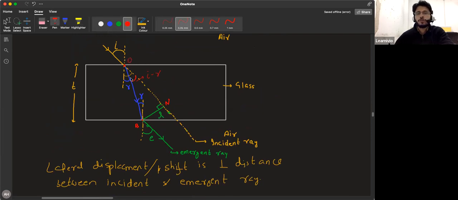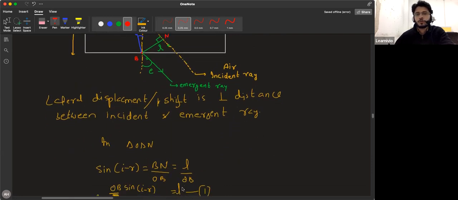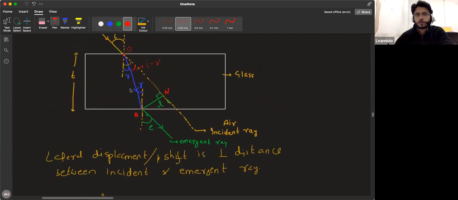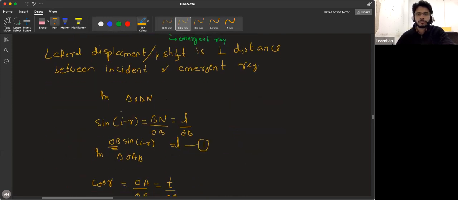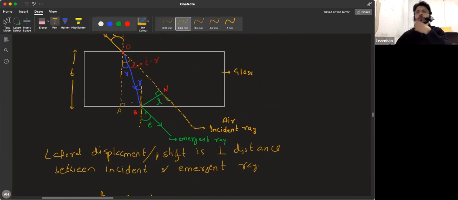In triangle ONB, sine of I minus R is BN divided by OB, and BN is L. So L is OB sine of I minus R. But this OB is not given. Let's take another right angle triangle. So in this triangle OAB, what is cos R? How much is cos R in this triangle OAB?